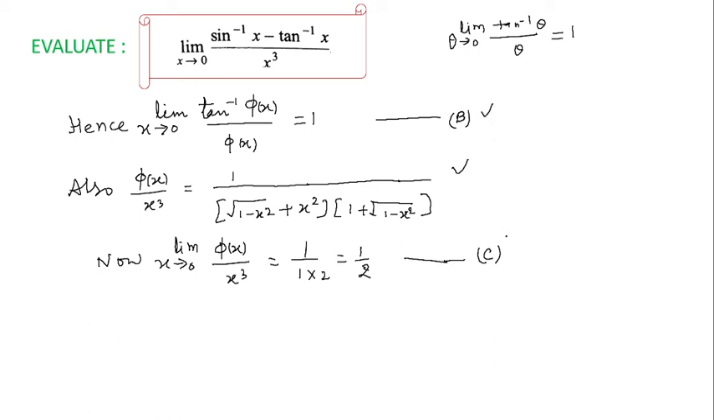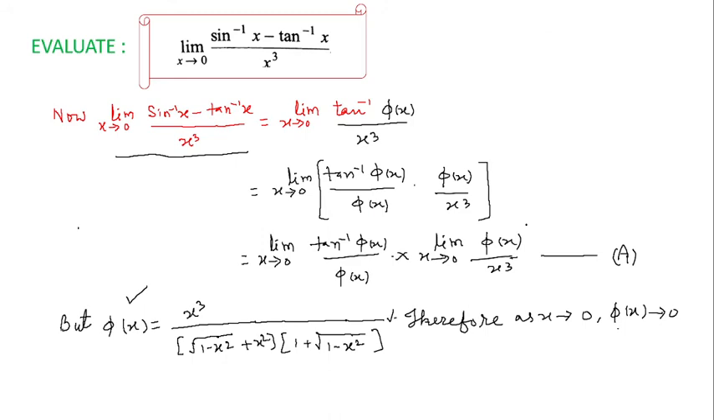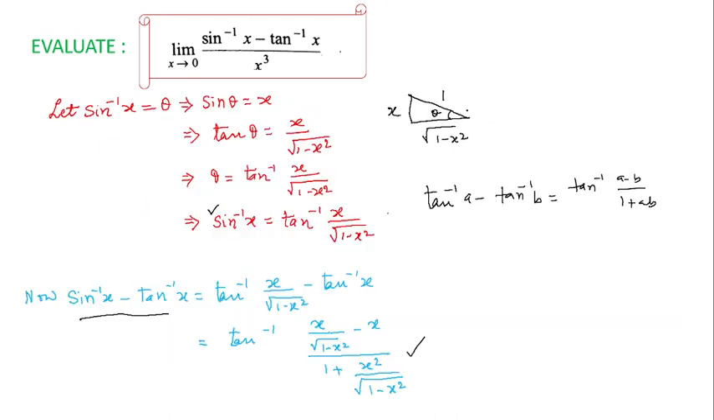So let it be b and let it be c. Using b and c in a, what will be our required limit? Our required limit L will be 1 by 2. Okay, so this is the required limit. So this question is solved here by using the concept of inverse trigonometric functions, particularly the formula tan inverse A minus tan inverse B, and before that we converted sine inverse x in terms of tan inverse.